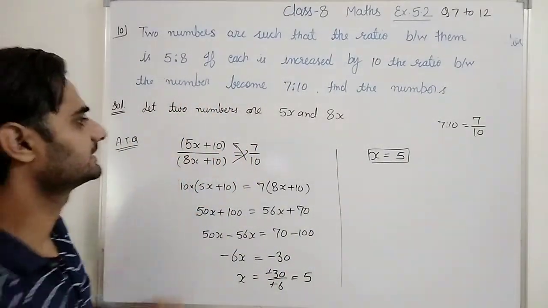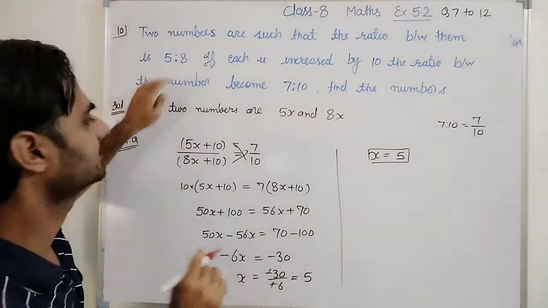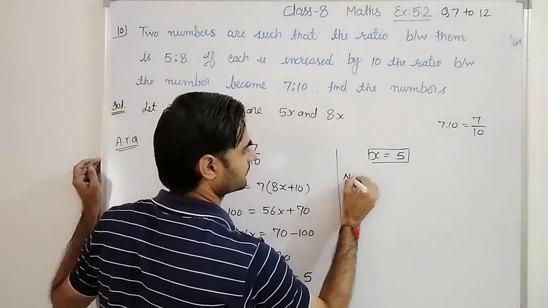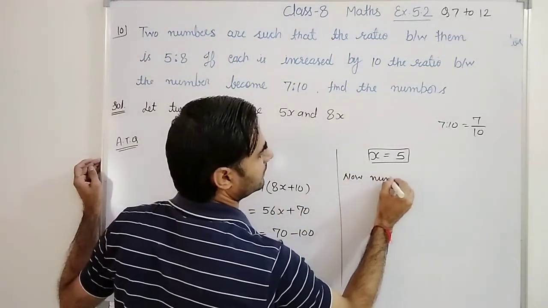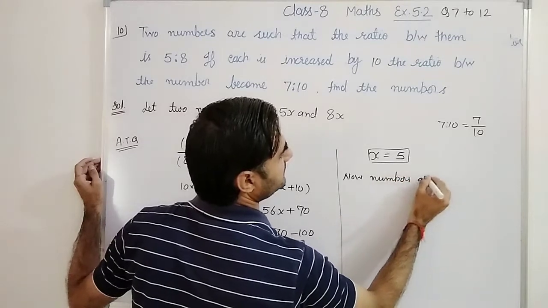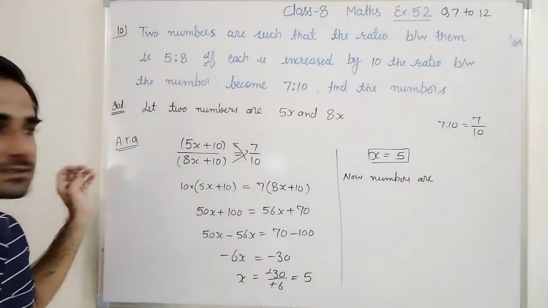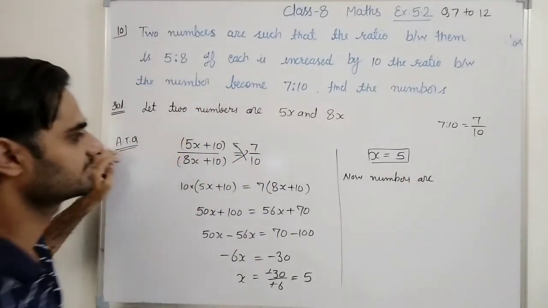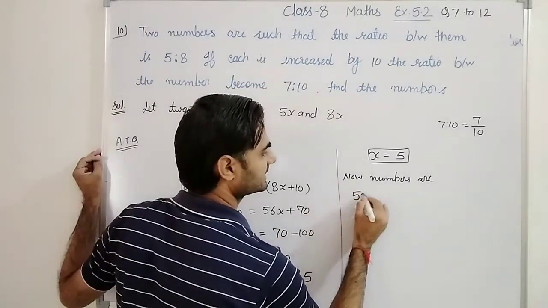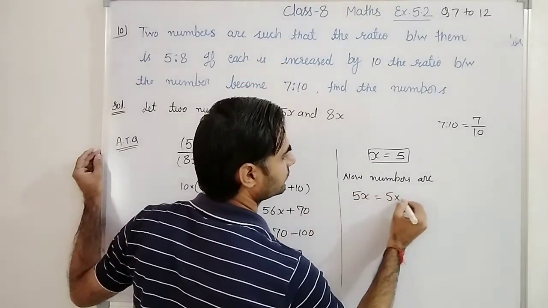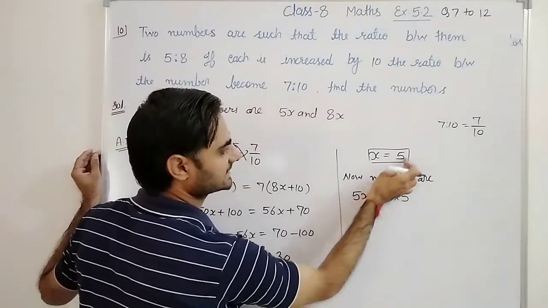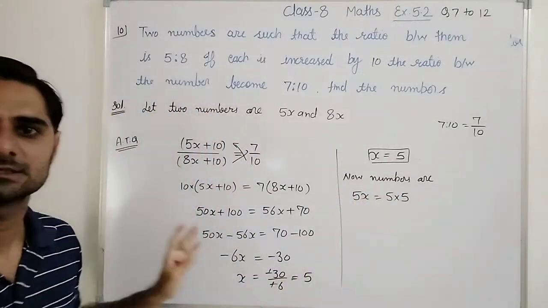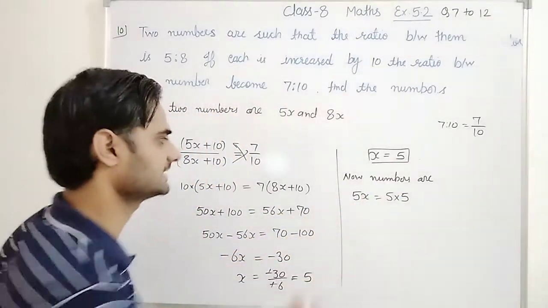Can we find the numbers? So now, what are the numbers? Number 1 is 5x, the other one is 8x. So can we take like this? 5x is equal to 5 multiplied by 5. x is equal to 5 na? I have just replaced the value.